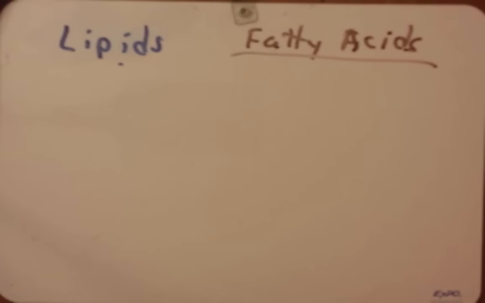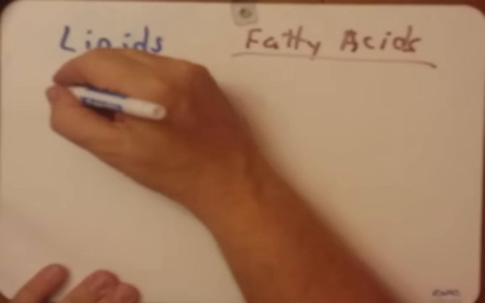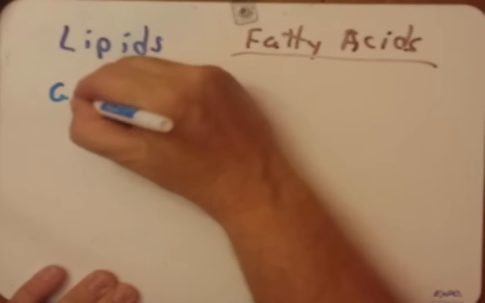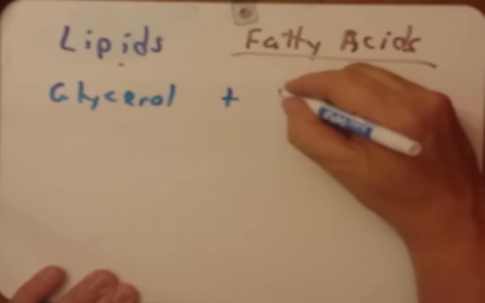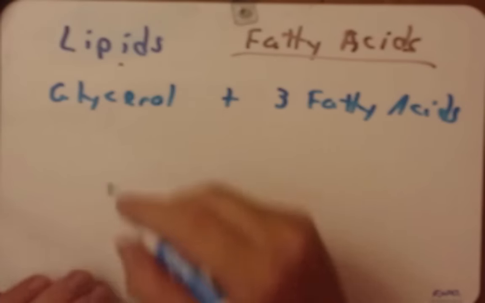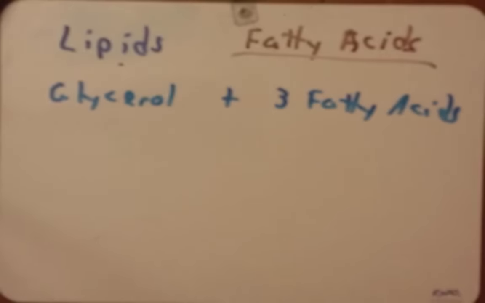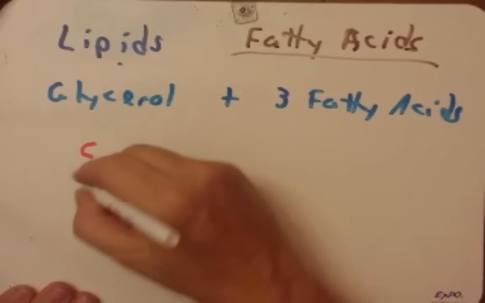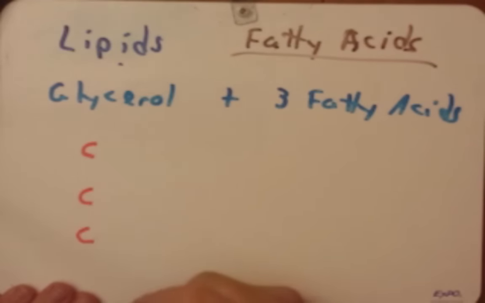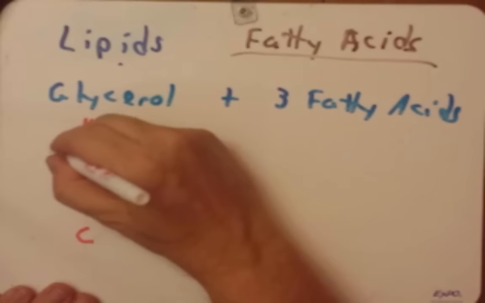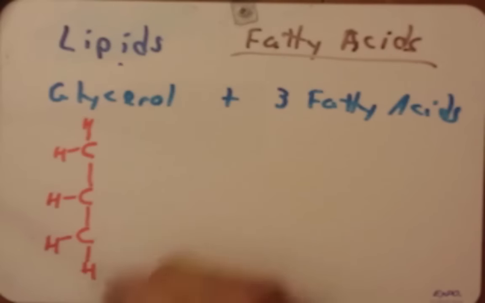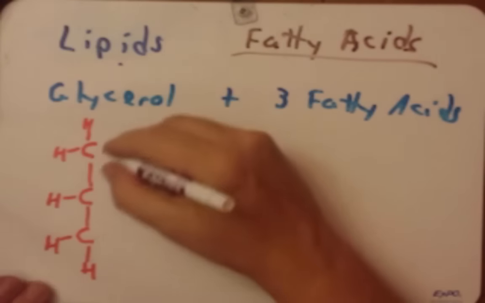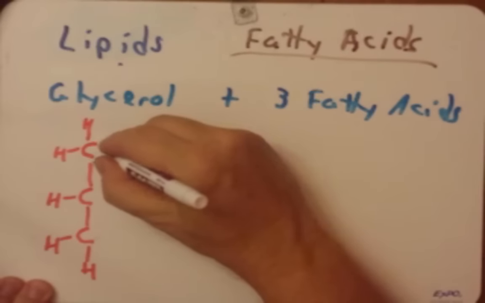So, fatty acids, and sometimes we just call these fats. A fatty acid includes two parts: a glycerol molecule plus three fatty acids. So a glycerol molecule we could draw like this, with three carbons. And we're going to have hydrogens off of here. The carbons are connected. So this here is our glycerol molecule. Next, let's draw the fatty acid portion of it. The fatty acid portion comes off like this.